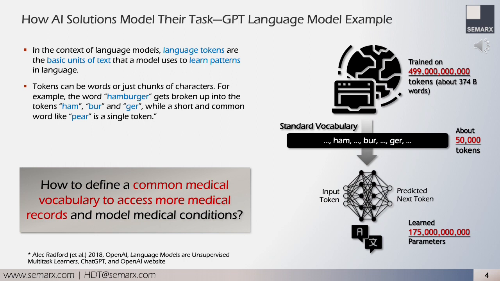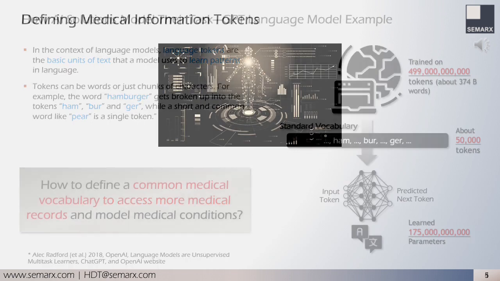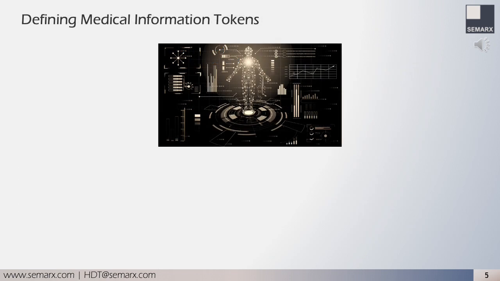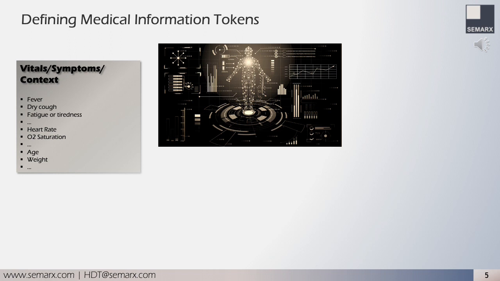How can we apply this concept to medical conditions? How can we build this vocabulary? These are questions we need to address to improve the use of artificial intelligence in healthcare. The idea is to build a medical vocabulary for specific conditions first, such as COVID-19, by identifying vital symptoms and how they change with interventions.